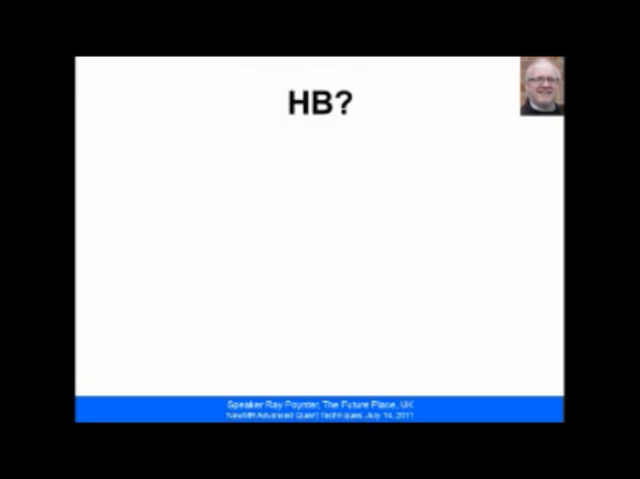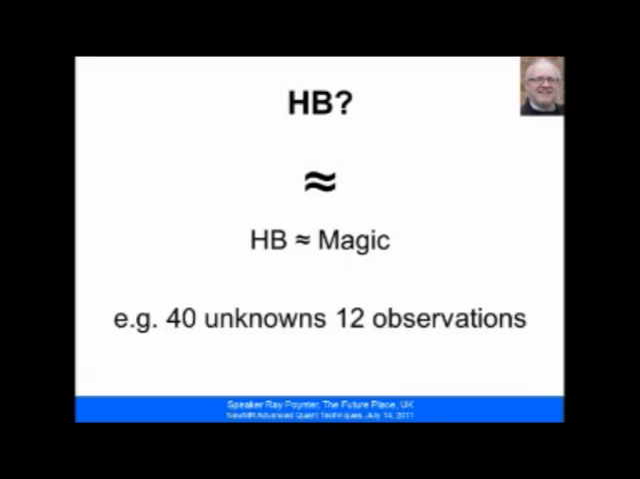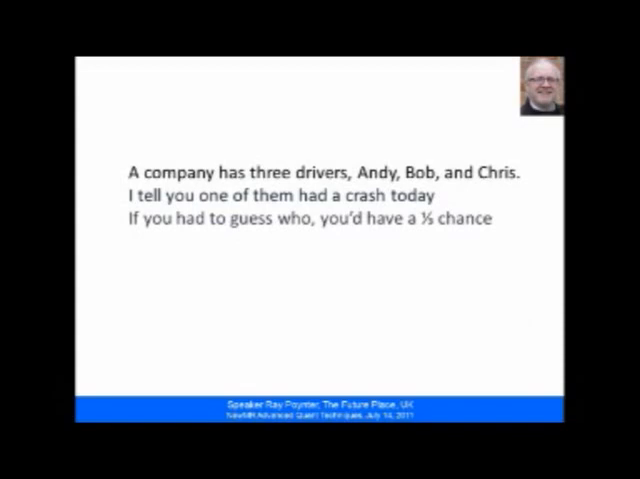What about HB? Well, if you've done any maths, you might be familiar with this symbol, which is approximately equal to. And for some people, HB is approximately equal to magic. And why is that? Well, it deals with things like 40 unknowns and 12 observations, yet it'll have a bash at solving that, which seems quite outrageous. We've got more unknowns than observations, and it's going to have a go at solving it. So how does it do that?